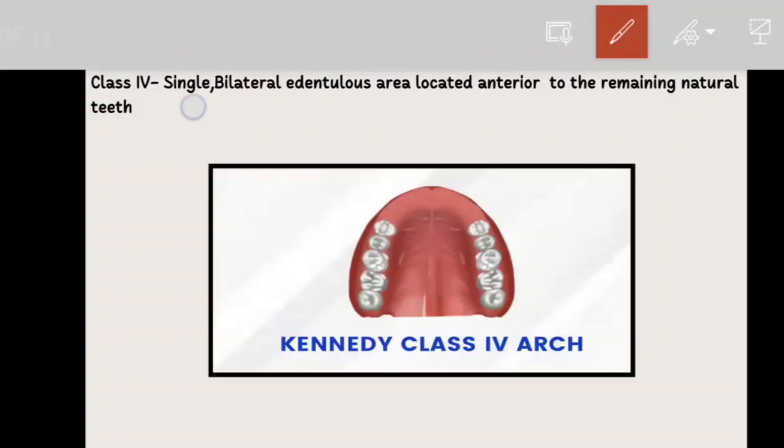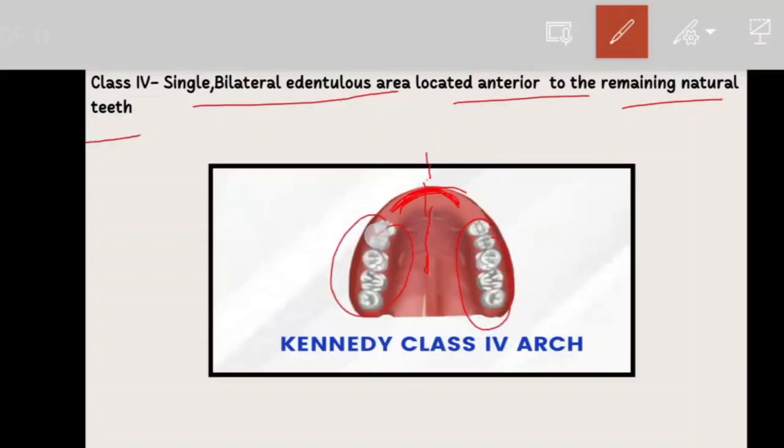Now class 4 is a single but bilateral edentulous area located anterior to the remaining natural teeth. It means there are missing front teeth crossing the midline. You can see this is the midline, and the front teeth are missing. If all the incisors are missing but the posterior teeth are present, it is a class 4. Here is an important point: there is only one anterior space and no posterior edentulous area allowed.